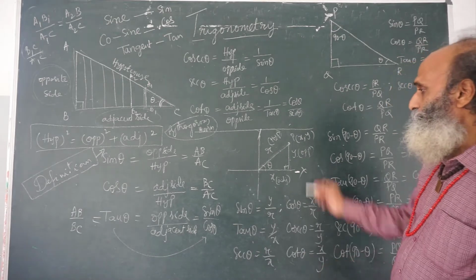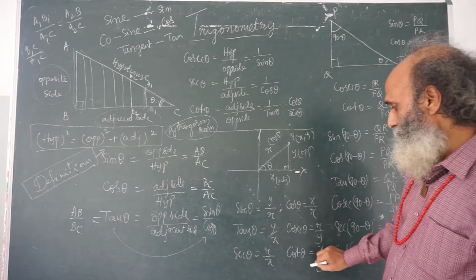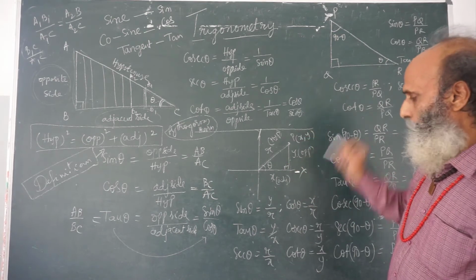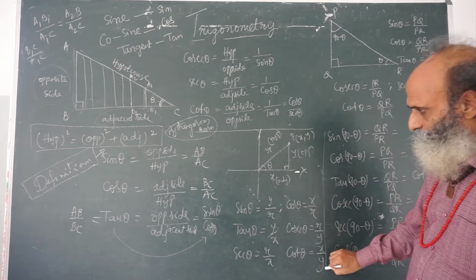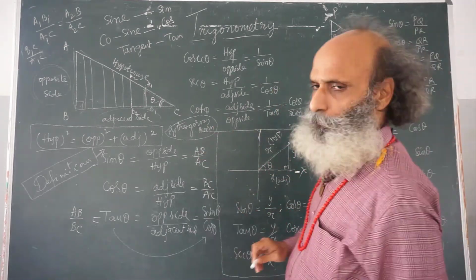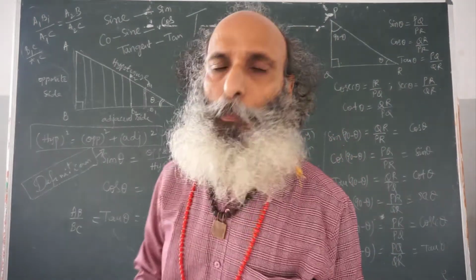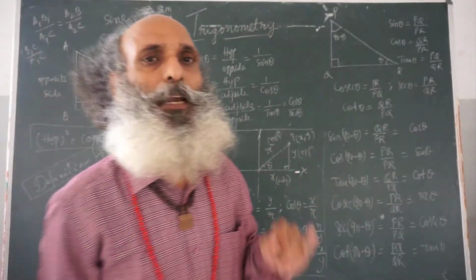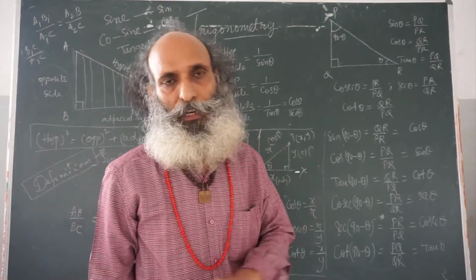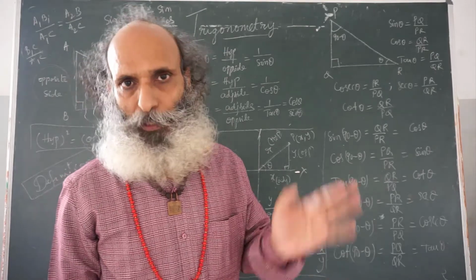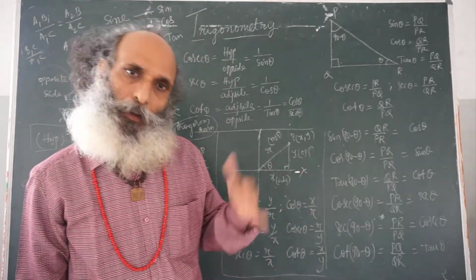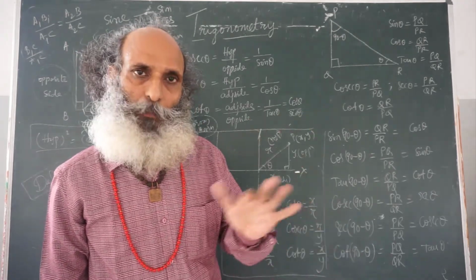Cot theta is equal to adjacent side by opposite side, x by y. So, like this we can define the trigonometric ratios. So, you have to remember sin theta as opposite side by hypotenuse, cos theta as adjacent side by hypotenuse, tan theta as opposite side by adjacent side, cosecant theta as hypotenuse by opposite side, secant theta as hypotenuse by adjacent side, cot theta as adjacent side by opposite side.